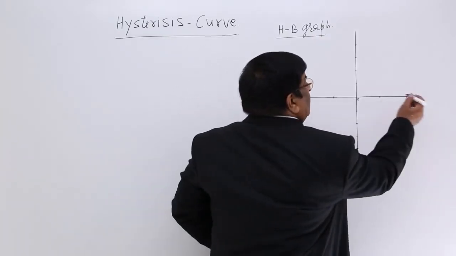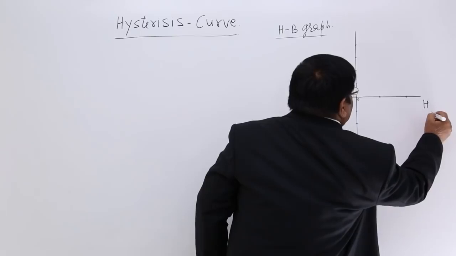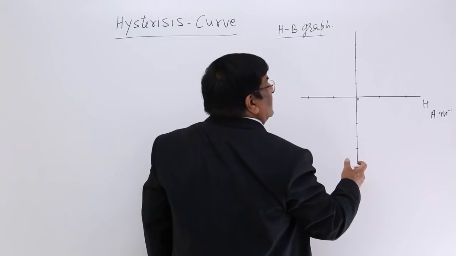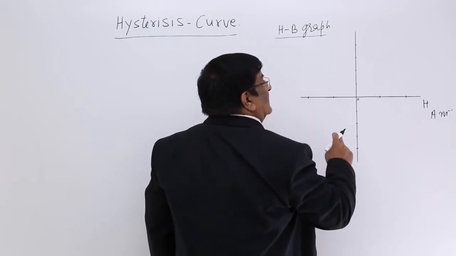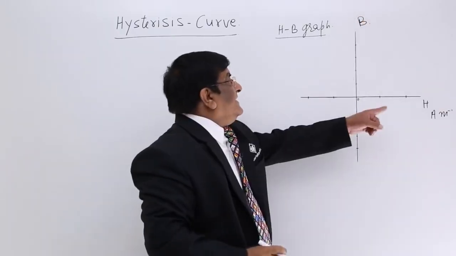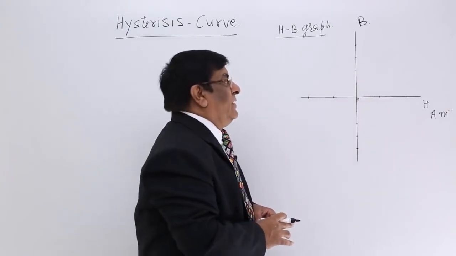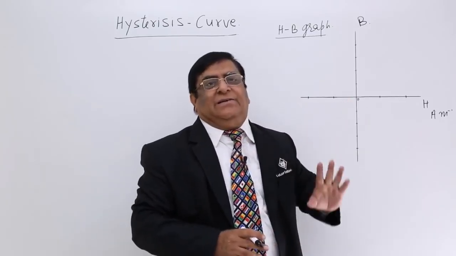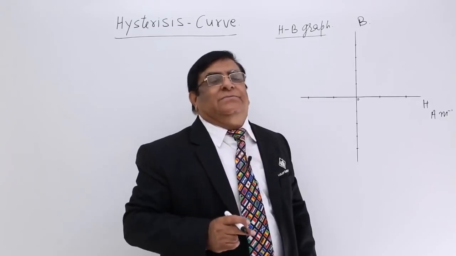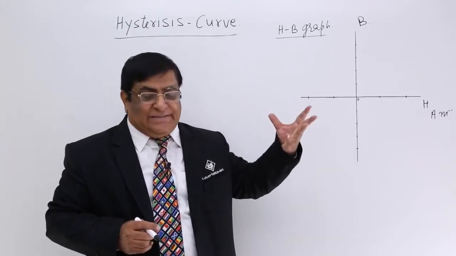In that graph, on the x-axis we take H, and the unit of H is ampere per meter. On the y-axis, whatever magnetic field is developed inside the ferromagnetic material, we call it B. So H and B, x-axis and y-axis. What we are doing first is increasing H. Based on that, B will also increase. So, let us increase H.